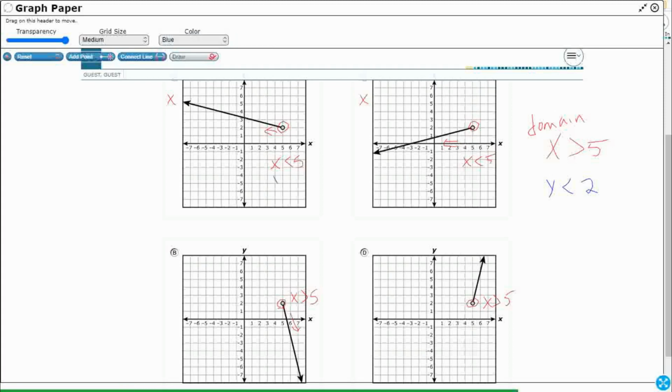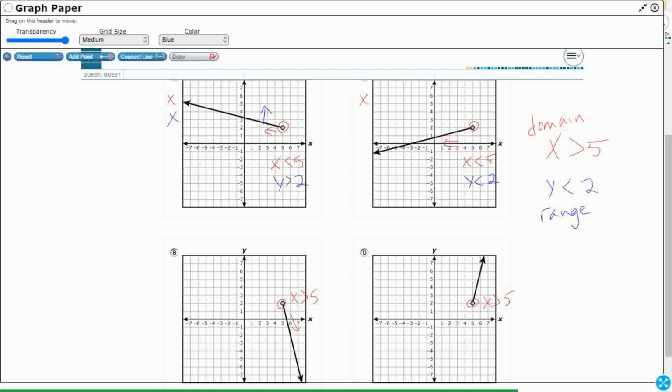And see, this one has y greater than 2 because it's going up, so that's a double x. This is y less than 2, so the range is correct. The domain is incorrect.